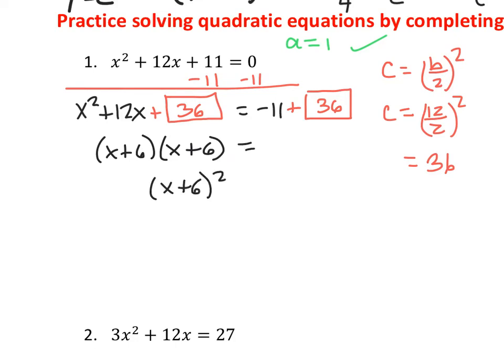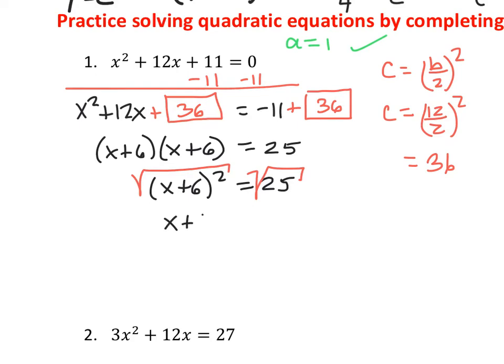And what we have on the right side is 36 plus 11 is 25. So we have this (x plus 6) squared equals 25. The inverse operation of squaring is square rooting. So if I square root the left side, I've got to square root the right side, and I end up with inverse operations. They cancel.